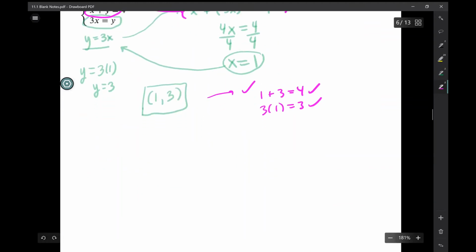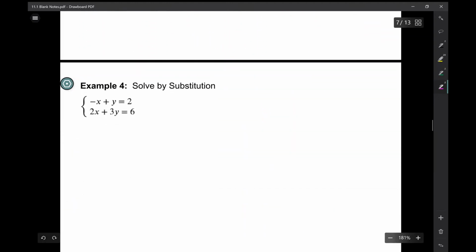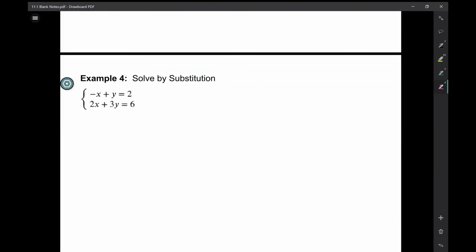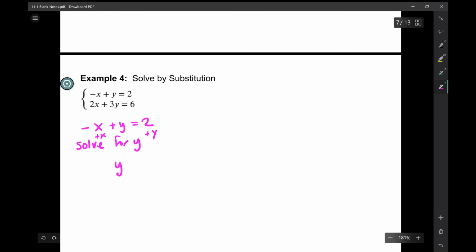All right, let's try another example, a little bit trickier one. Here's example 4. Let's solve this by substitution. You can see neither of these two linear equations are already solved for a variable. So we're going to have to pick one and solve it for a variable. I'm just going to pick the first equation, minus x plus y equals 2, and I'm going to solve it for y. You could solve it for x, but I'm just going to solve it for y. Why not? So I'm going to add x to either side of the equation. And that gives me y equals x plus 2.